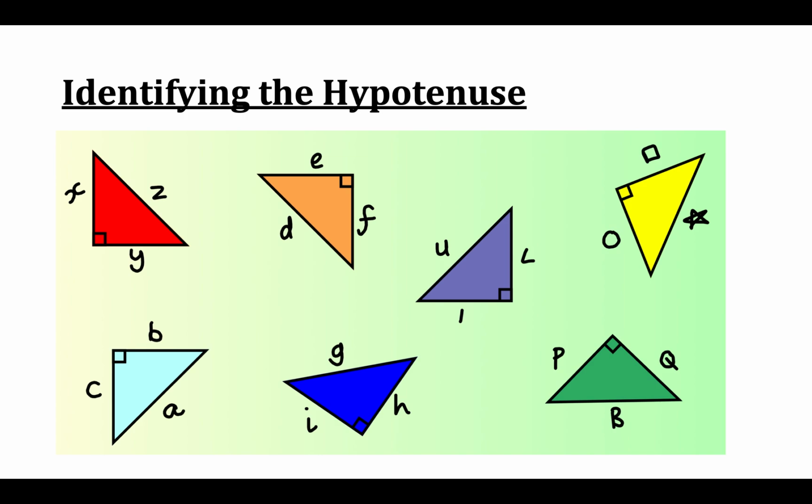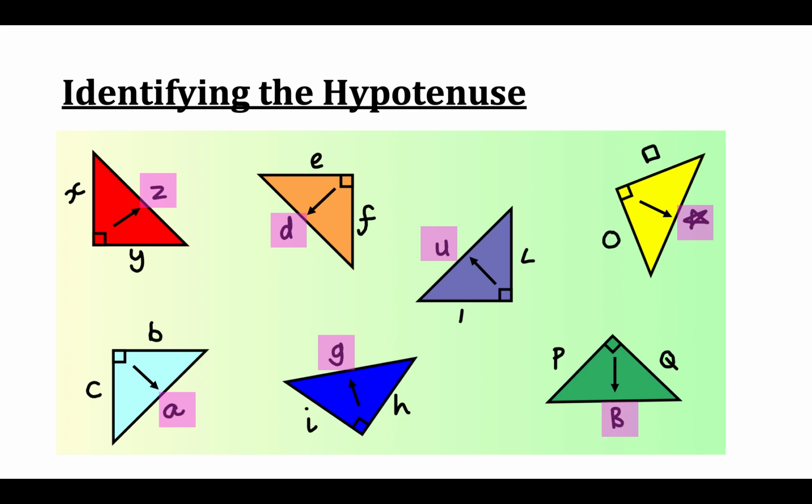Okay, welcome back. So hopefully you've got on okay with that. So in the red triangle, the first one, opposite the right angle is Z. So that is the hypotenuse. For the orange triangle, we have D. The purple is U. Yellow is the star. The light blue is A. Dark blue is G. And the green is B.